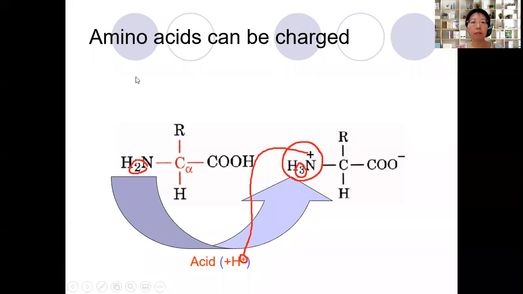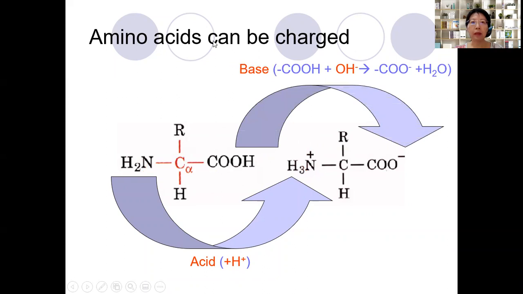Now, what if we add a base to the amino acid? When you add the base to the amino acid, the base, which I represent with OH negative here, will react with the acid part of the amino acid, which is the H, and takes this H away. This H is an H plus. When this H plus combines with OH minus, it becomes H2O. The plus and minus signs cancel each other off, so it becomes neutral. So when you take a plus away, here becomes negative.